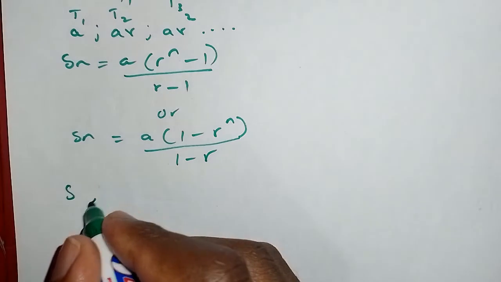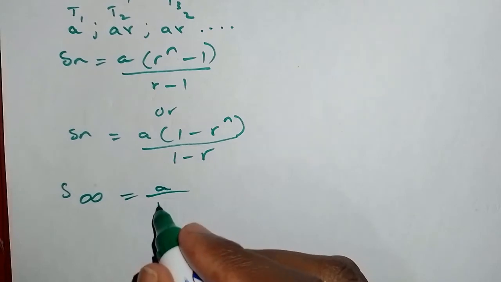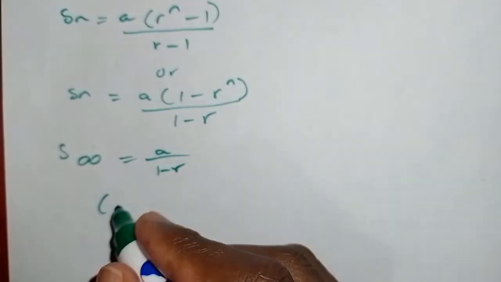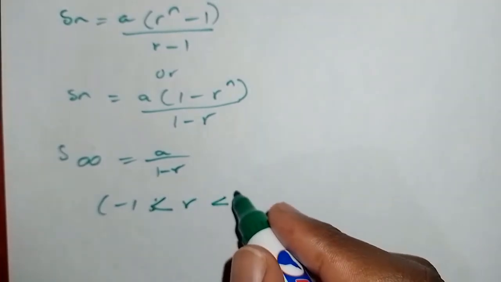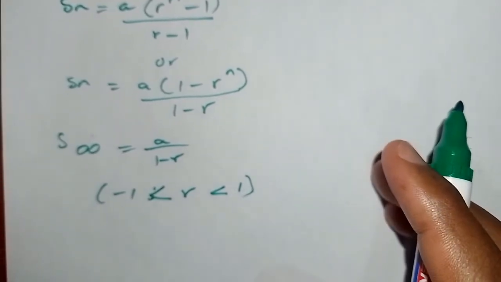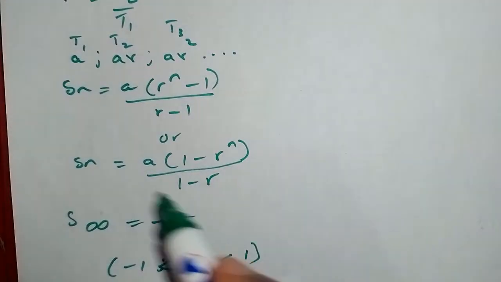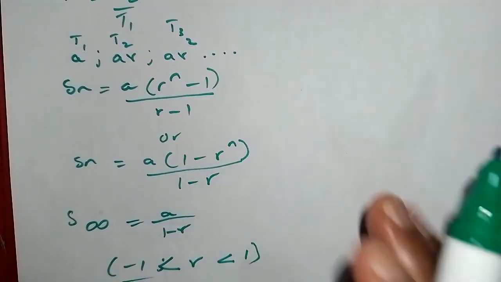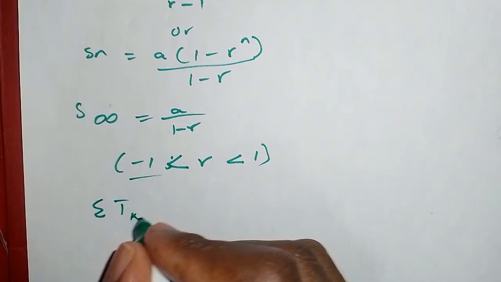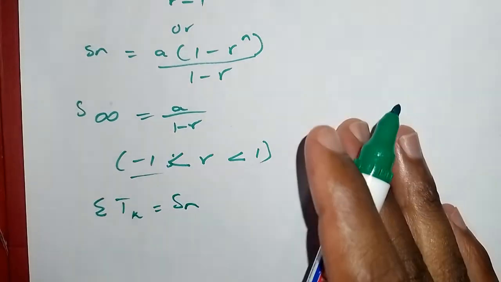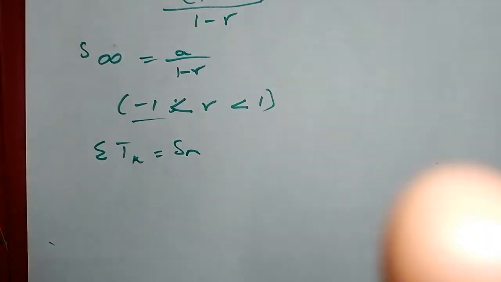This is where, in the case of infinity, you have A over 1 minus R, where these work whenever your R is in between -1 and 1. All these rules from here to here actually apply when your R is in between -1 and +1. And then we also have the sum of TK.